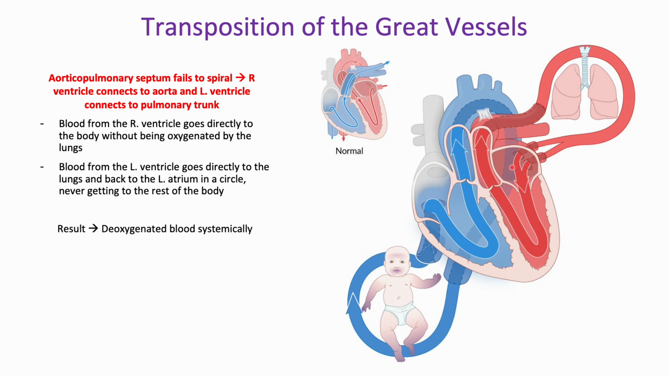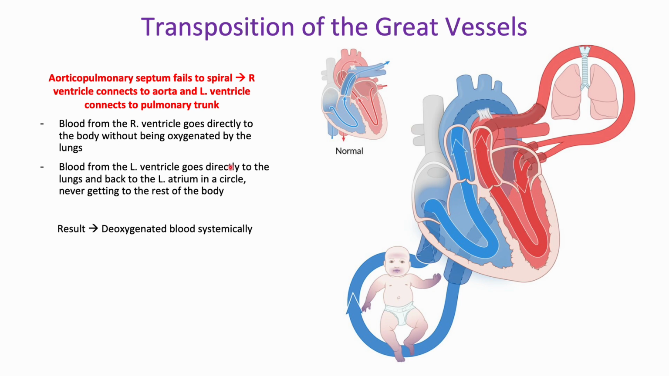So let's say we start in the left atrium, goes to the left ventricle, then we're immediately going to the pulmonary trunk, which goes to the lungs. Okay, great. We're oxygenating the blood from the lungs. It's coming back, and it goes directly back into the left atrium. It doesn't go to systemic circulation, does not supply oxygen to the rest of the body. So this is going to be a cyanotic defect because we've got deoxygenated blood in the systemic circulation.